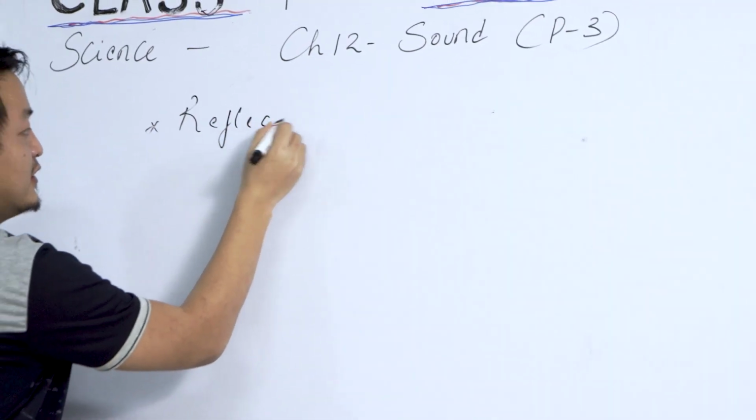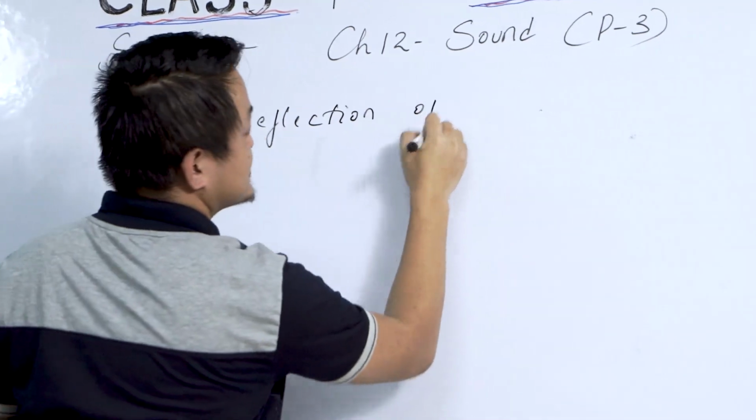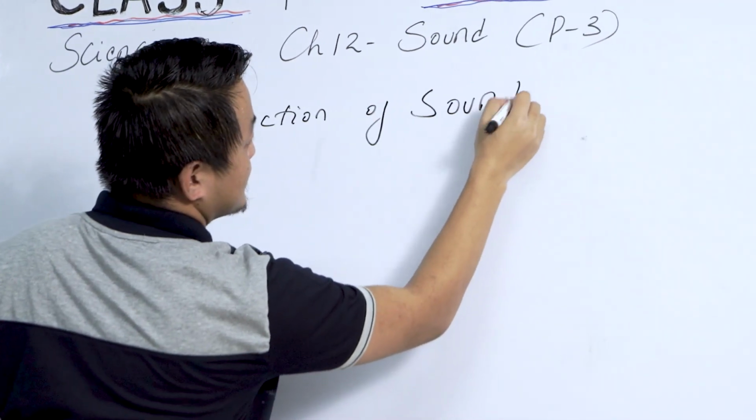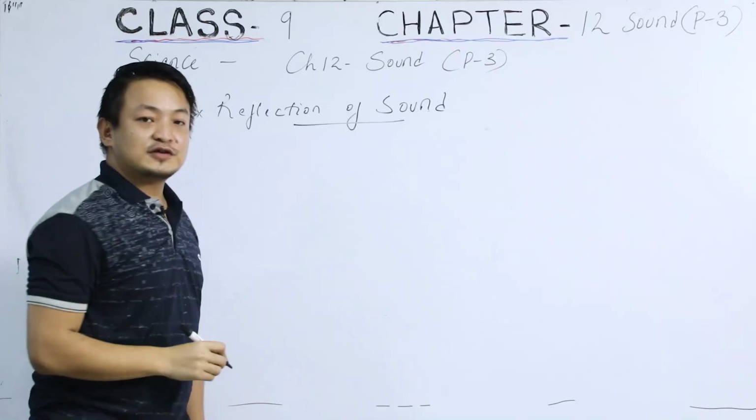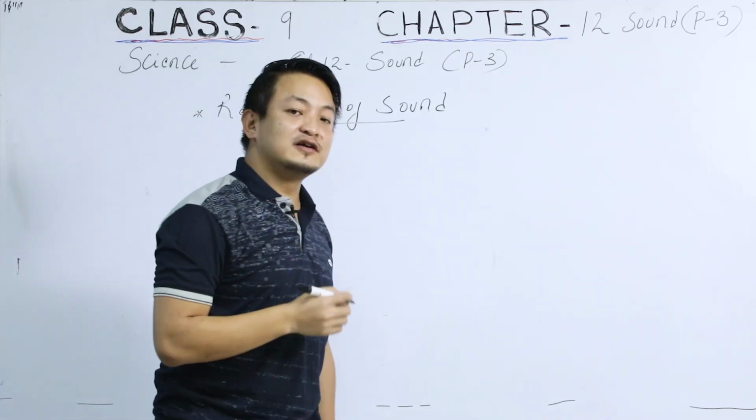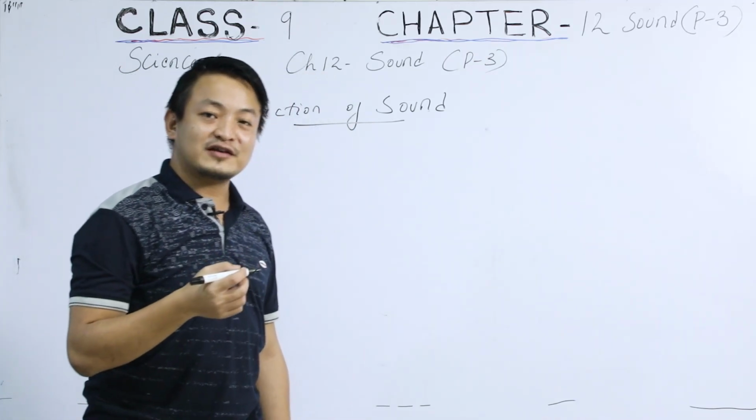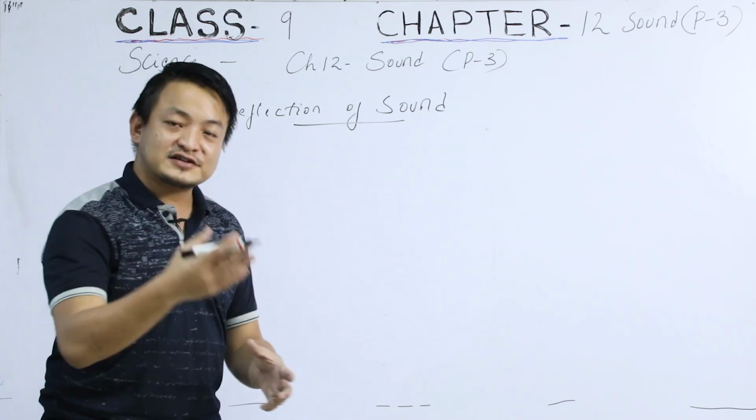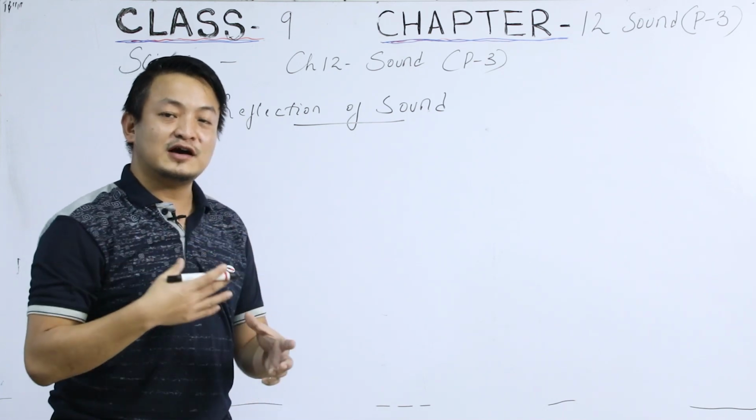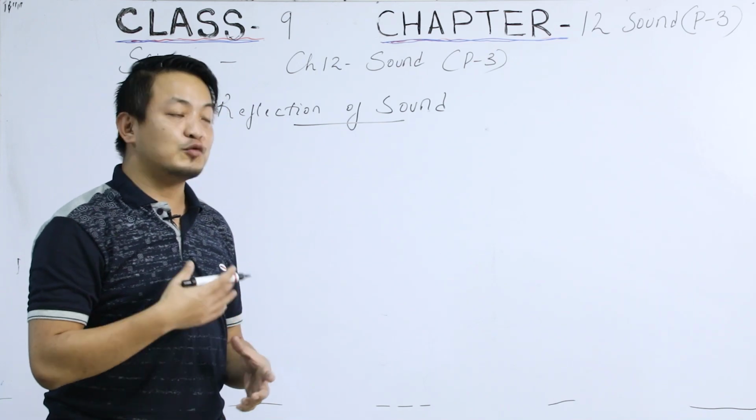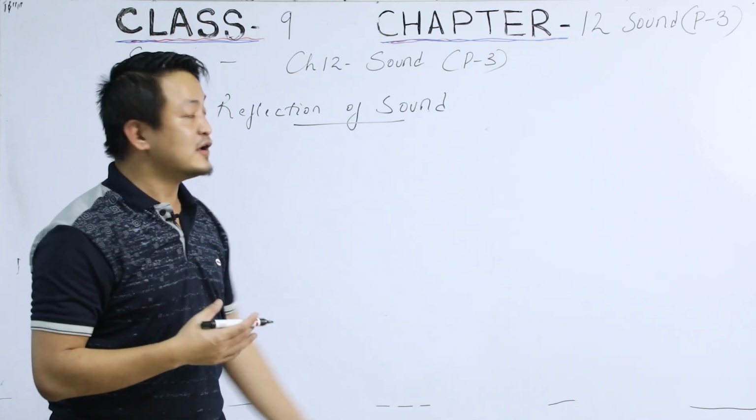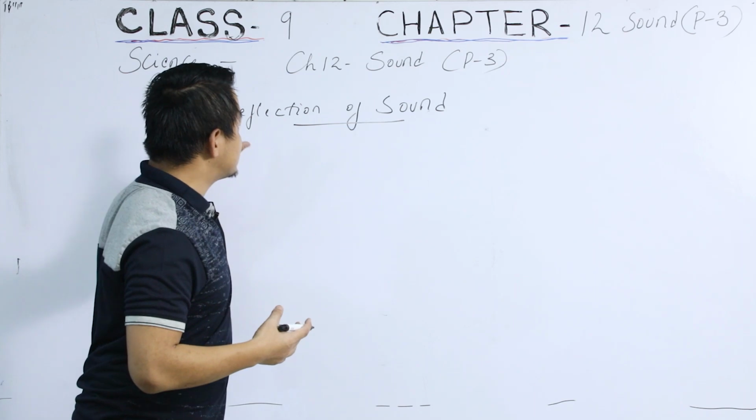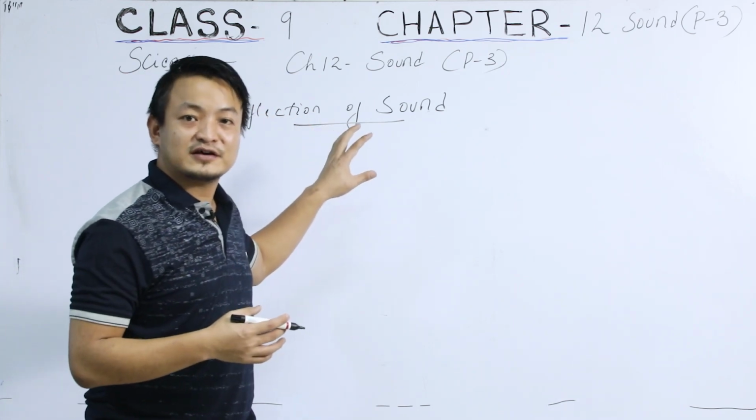reflection of sound. Students, in class 8, you have learned about reflection of light, right? That is bouncing of light. That's how reflection happens. That is how we're able to see our own image, or how we're able to see objects around us. In the same way, reflection also takes place with sound.